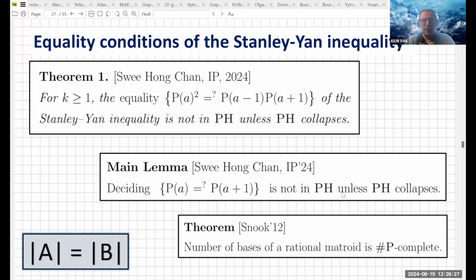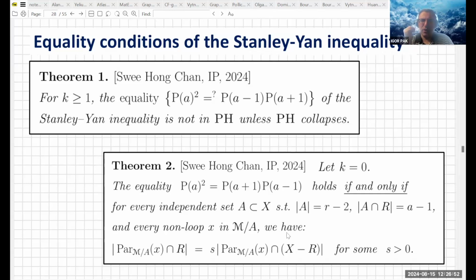The other result is that the number of bases, in this particular case I chose rational matroids, is sharp-P-complete. So a rational matroid is a matroid which is realizable over the rationals. So those are similar kinds of lemmas that you've seen for the number of linear extensions, and we'll come back to that.